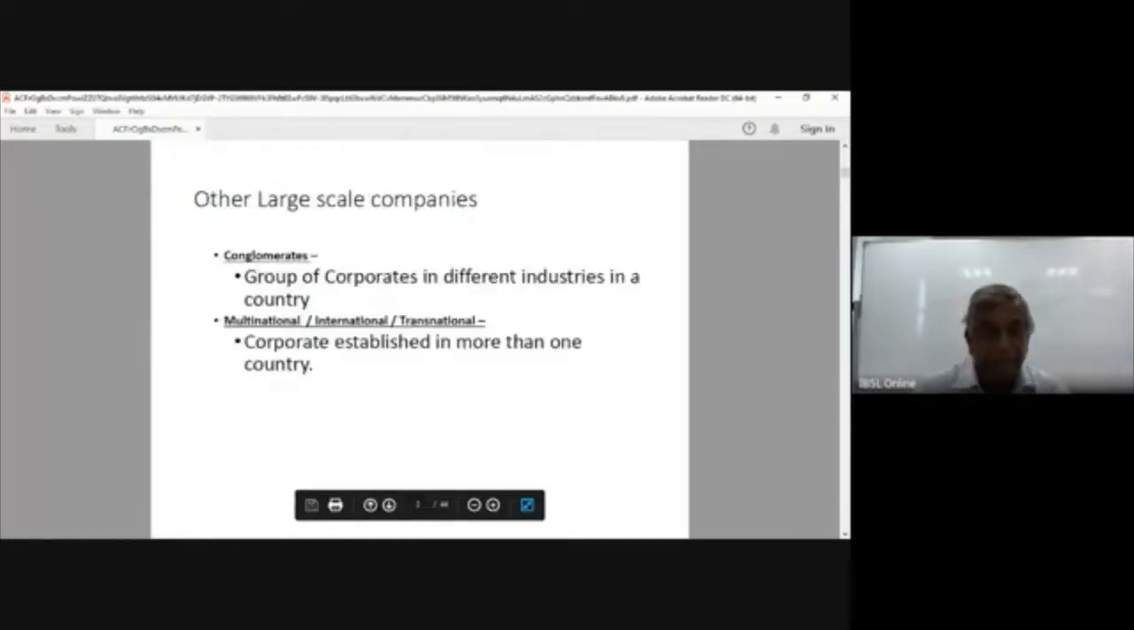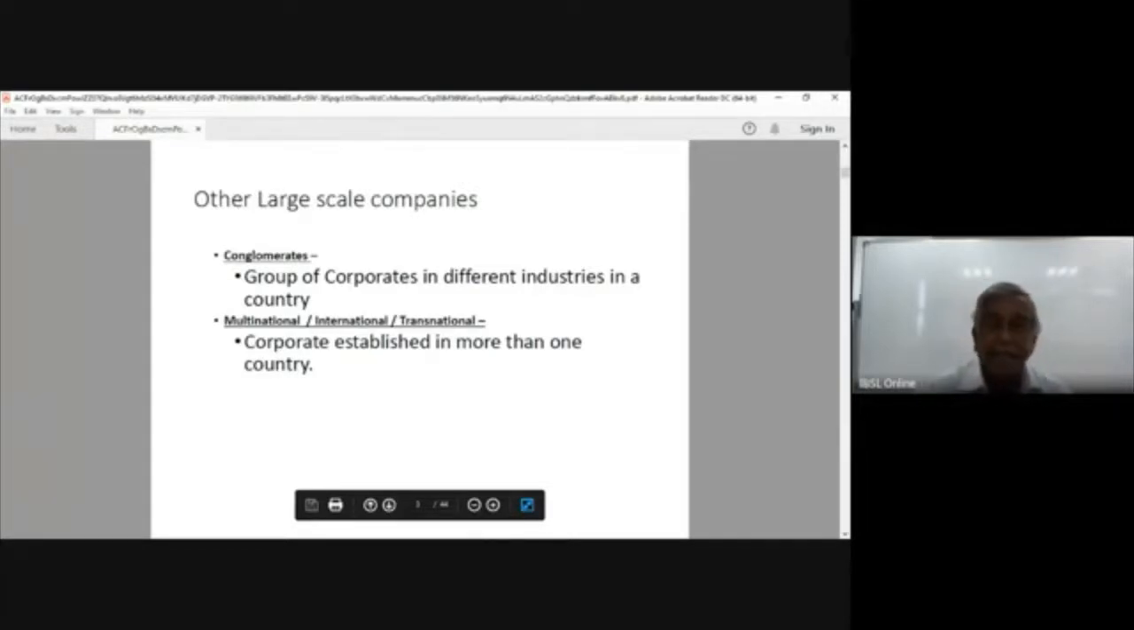Then conglomerates, in the category we call conglomerates. So what are these conglomerates? A group of corporates in different industries in a country. So a group of companies or corporates involved in different industries in a country. For an example, you can take John Keells.